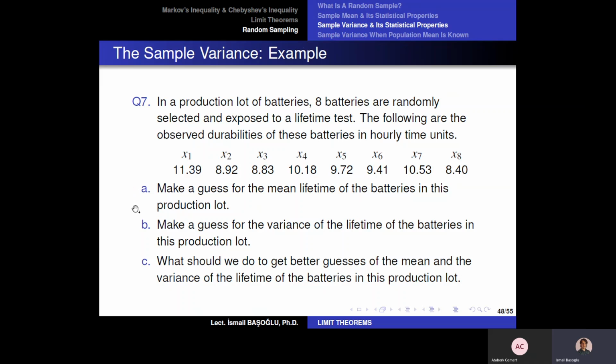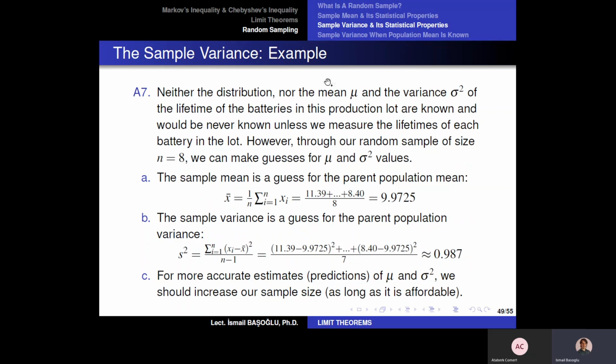If you want to increase the accuracy of these guesses, you definitely need to increase the sample size. Okay, let's just stick to our sample. We have n equal to 8, or the sample is of size 8. And we want to make guesses on the true parent population mean and the true parent population variance. And the distribution is not known.